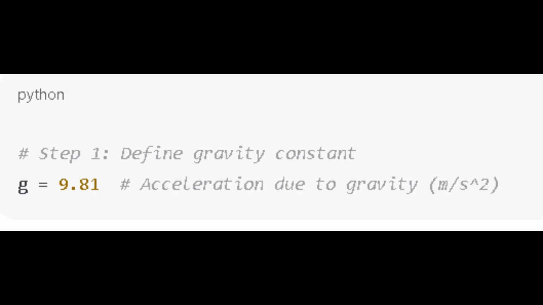Step 2. Define gravity. g represents acceleration due to gravity. We set it to 9.81 meters per second squared, standard on Earth. This will be used in the static pressure formula. Explanation for students: gravity is always pulling the fluid down, which contributes to pressure.